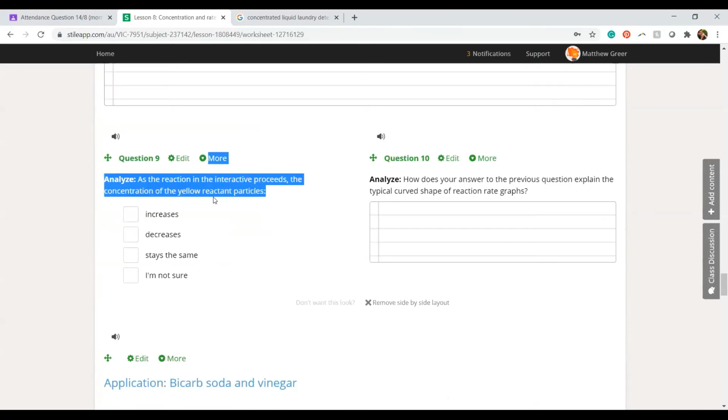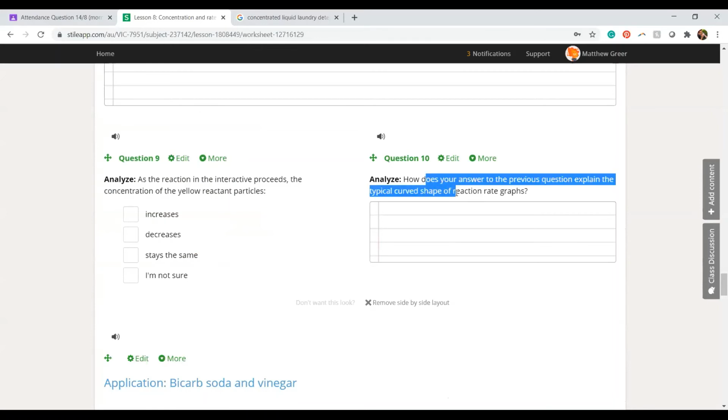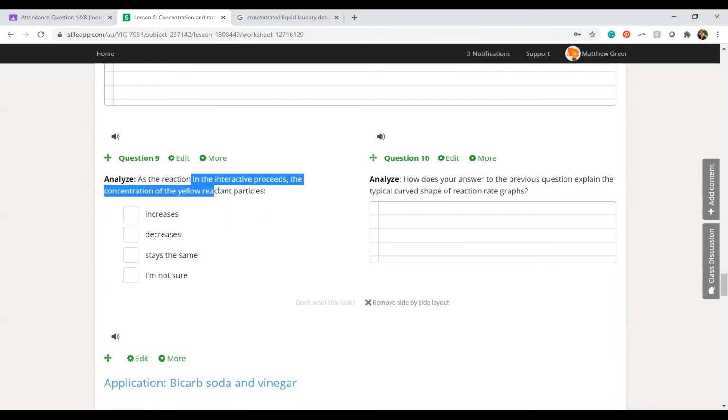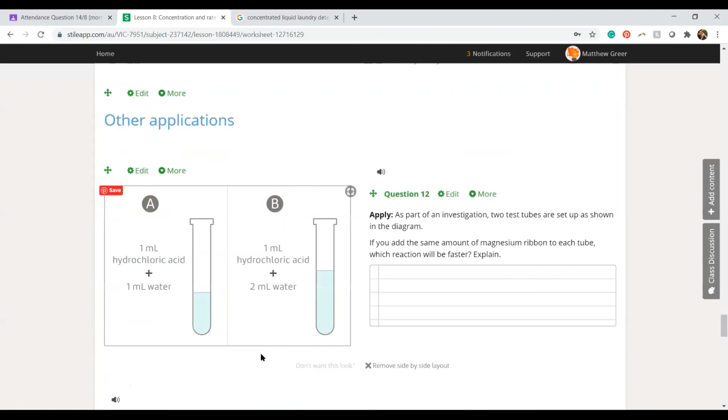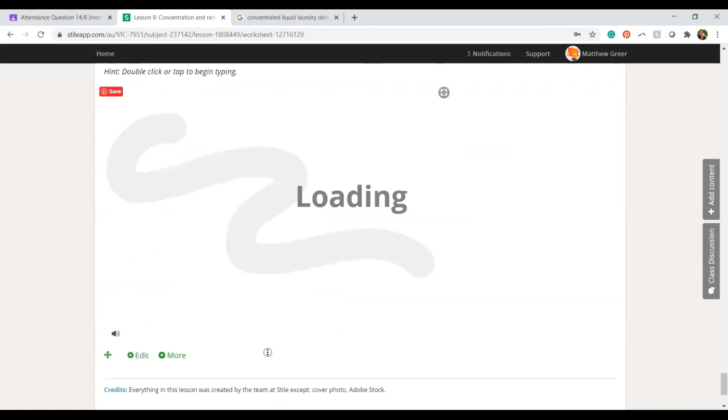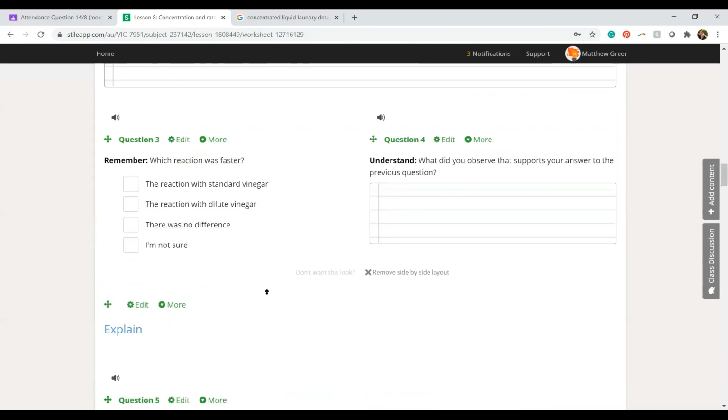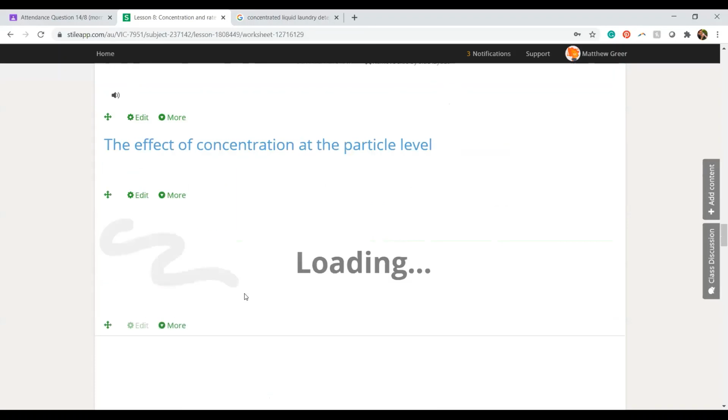Is the reaction in the interactive proceeding as the concentration changes? What happens to the yellow particles? So the yellow particles decrease, there's less of them. How does the answer to the previous question explain the typical curve? And so you want to try and talk about that. And then there are some extra bits here, and that's about the end of it. So I'm going to let you guys now work on that.